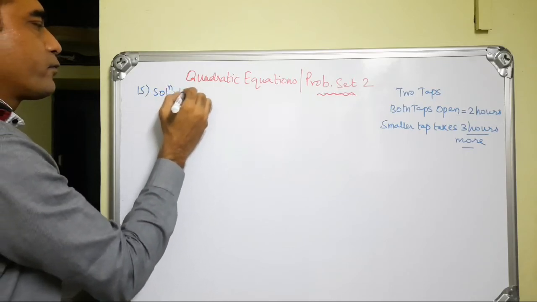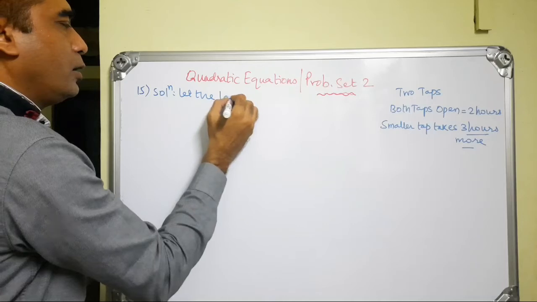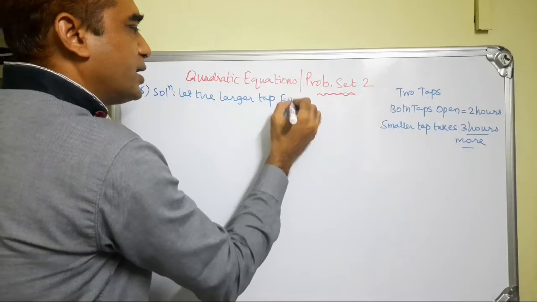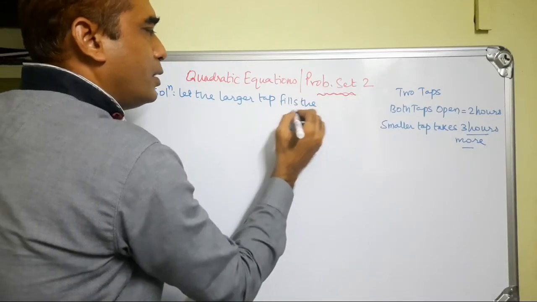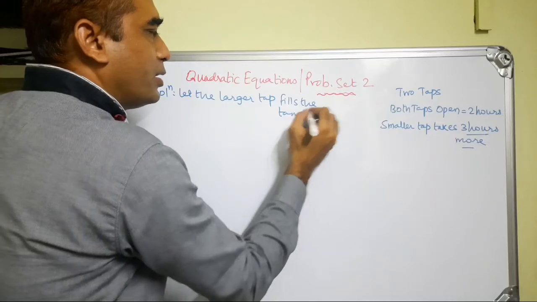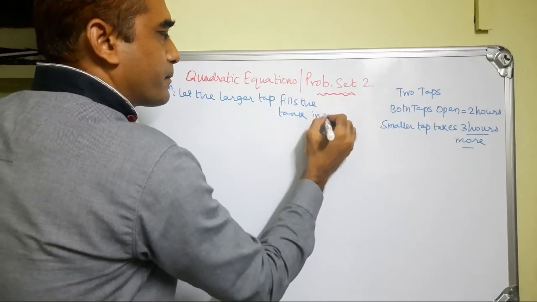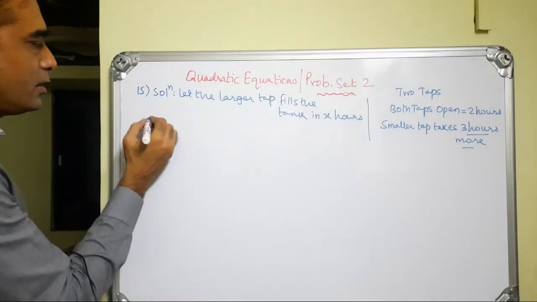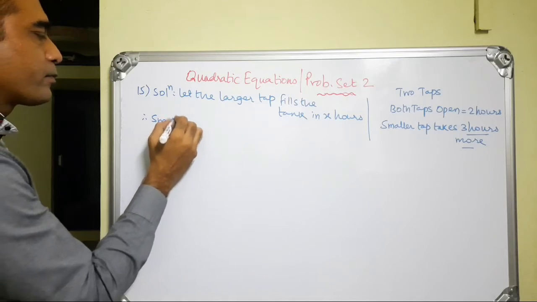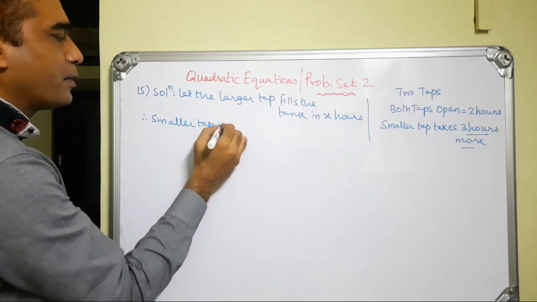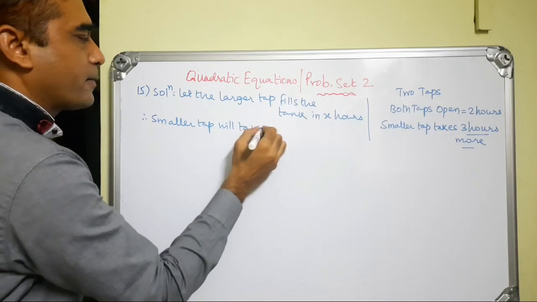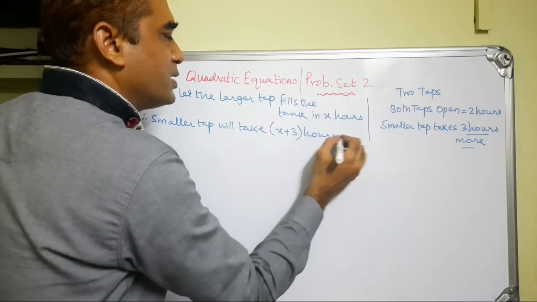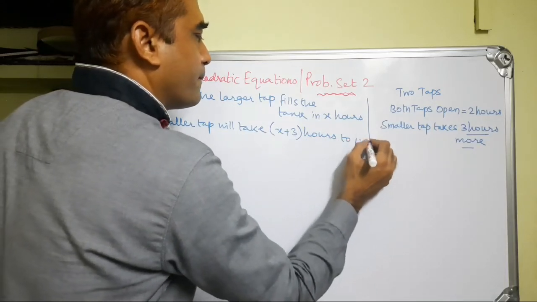Solution: let the larger tap fill the tank in x hours. So how much time will the smaller tap take? Therefore the smaller tap will take x plus 3 hours to fill the tank.